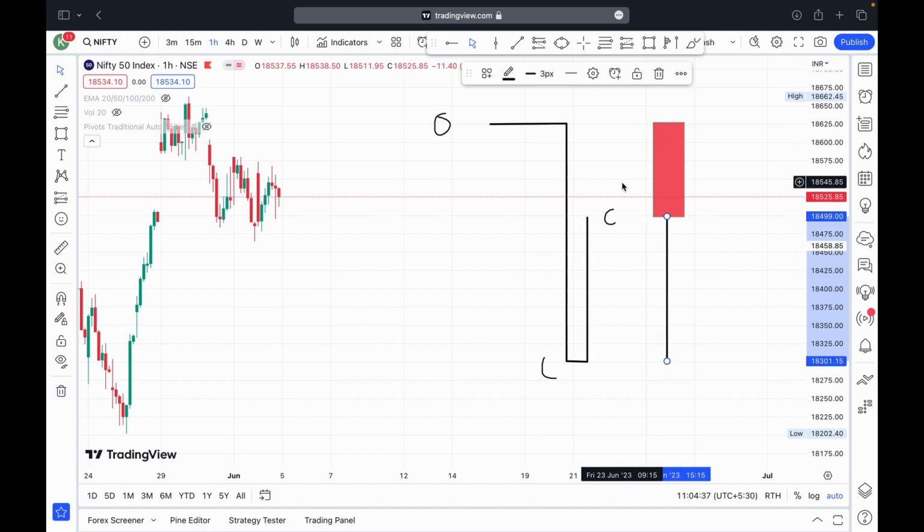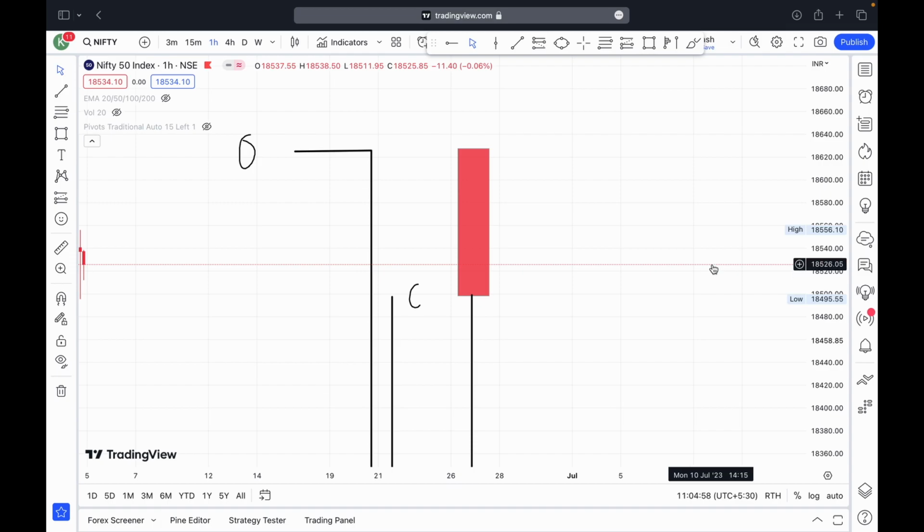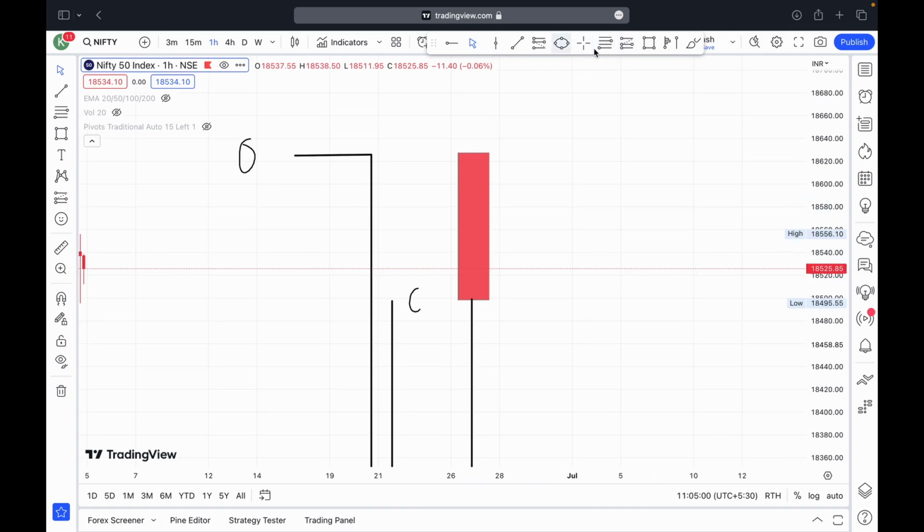The same concept is applicable on a bullish candle also. This is a bearish candle. This same concept is applicable on the bullish candle also. So let's say the market opens around 18,500 in a 1 hour time duration.